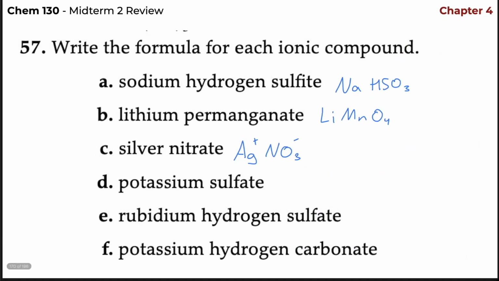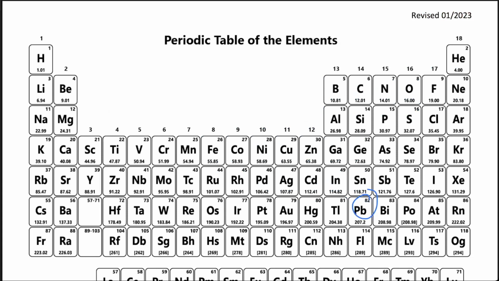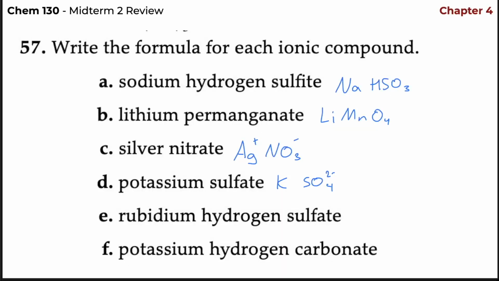Sorry, potassium sulfate. Potassium is K, and sulfate is SO4. Now I'm going to take a closer look at this. First of all, we know SO4 is 2 negative, and potassium, if we look it up in the periodic table, is only +1. So to balance this out, we actually need 2 potassium, so it's K2SO4.